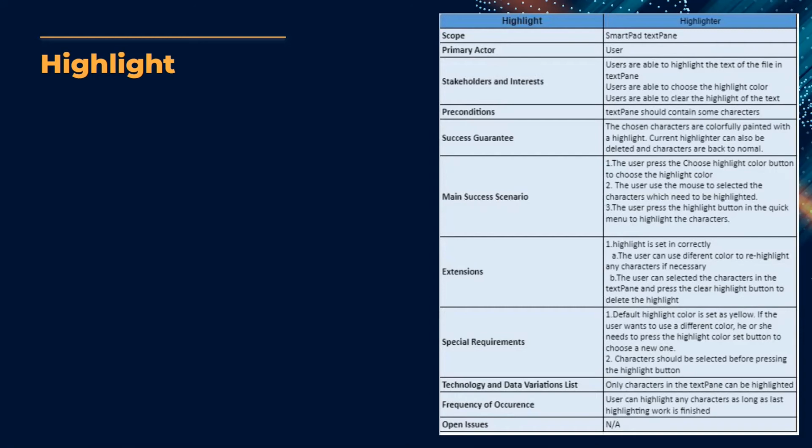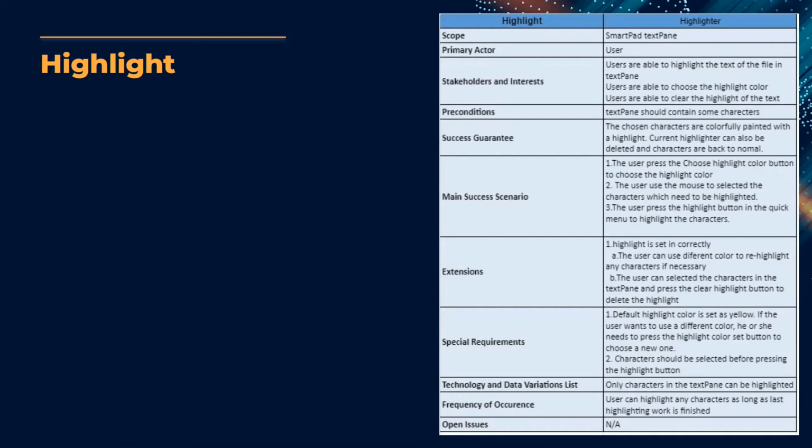For extensions, in one case, the highlight is set incorrectly. In this case, the users can use a different color to re-highlight it. Or if the highlight is not necessary, the users can also select the characters in the text pane and press the clear highlight button to delete the highlight.